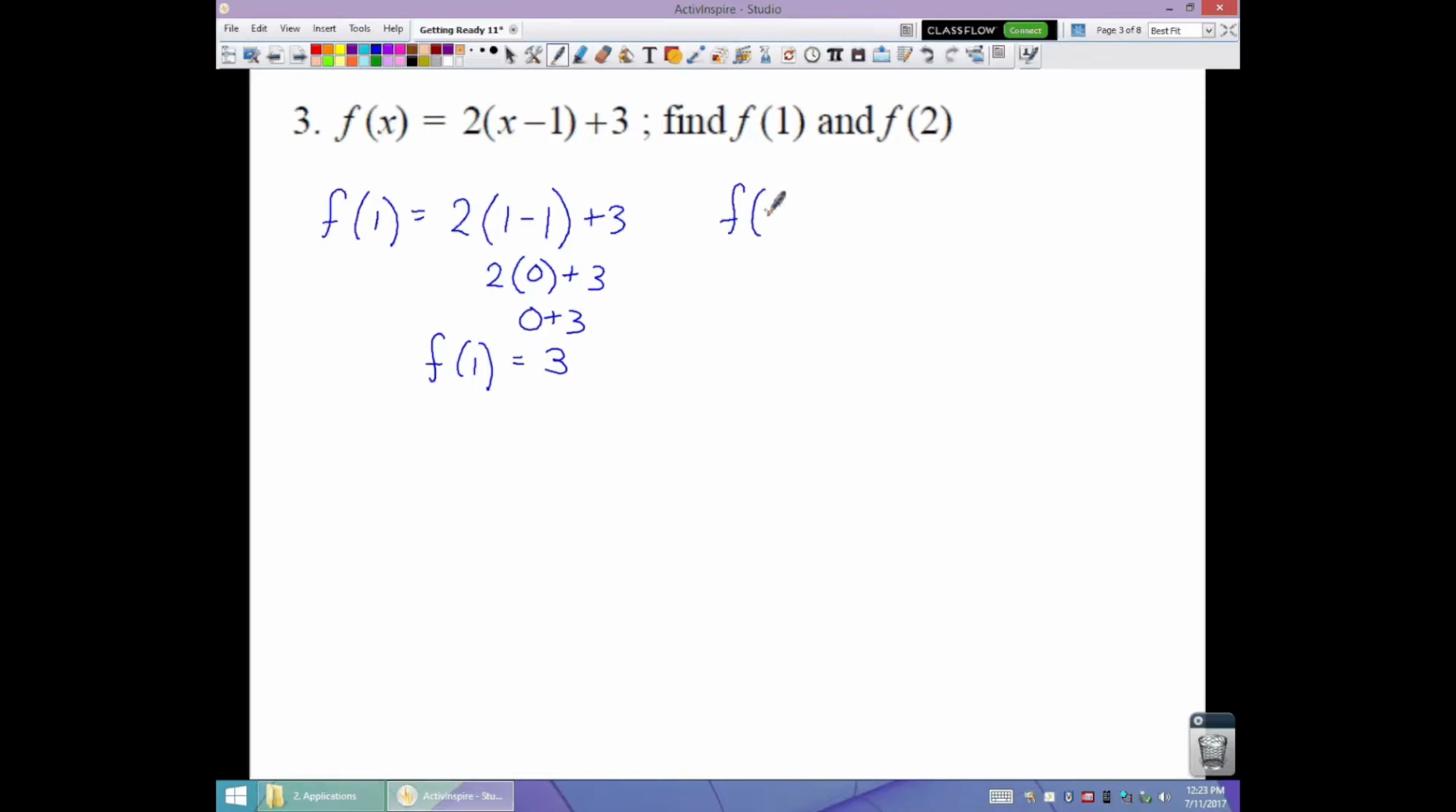Same idea with 2. F of 2 is going to be 2 times, we replace the x in the equation with a 2, so 2 minus 1 plus 3. Start inside the parentheses. 2 minus 1 is 1. Multiplication before we add, so 2 plus 3, and that is 5. Therefore, f of 2 is 5.